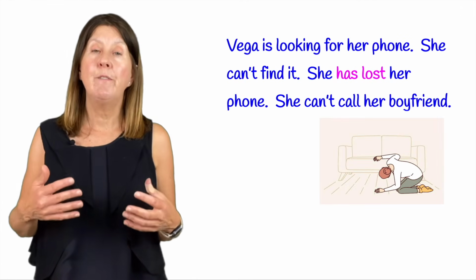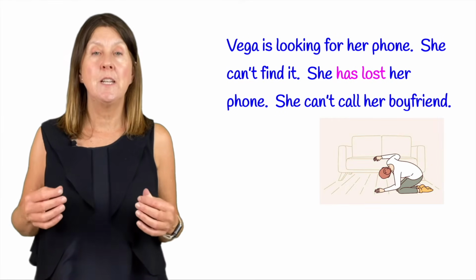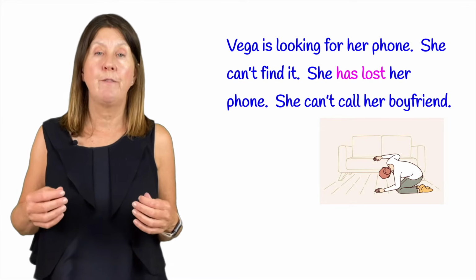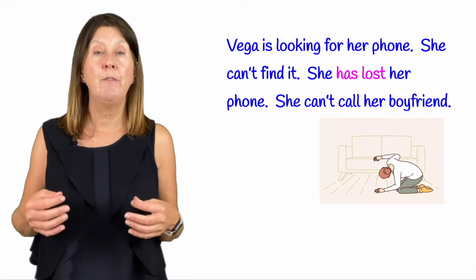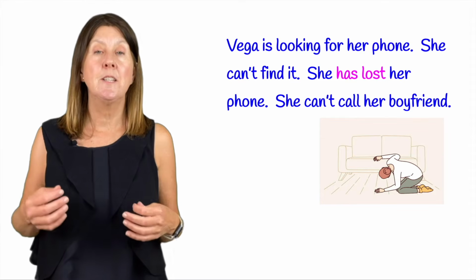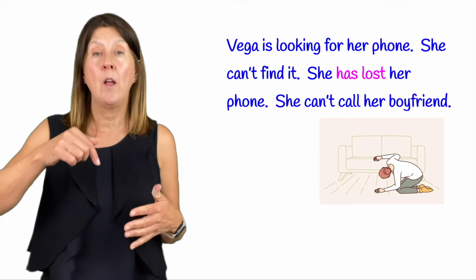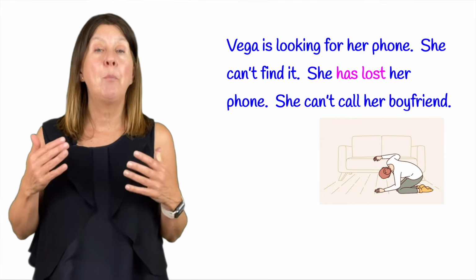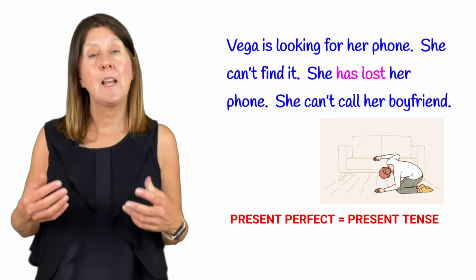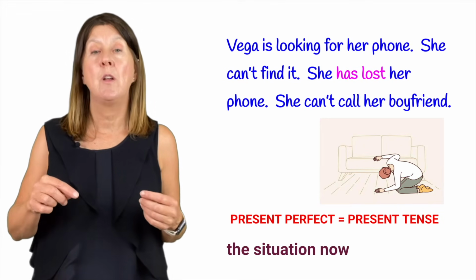Vega is looking for her phone. She can't find it. She has lost her phone. She can't call her boyfriend. This means that she doesn't have her phone now. The present perfect is a present tense. It always tells us about the situation now.